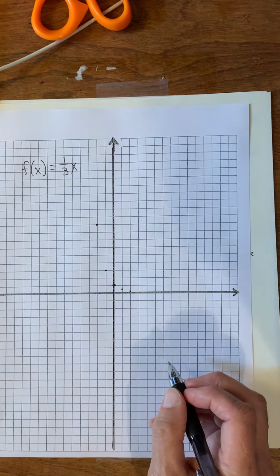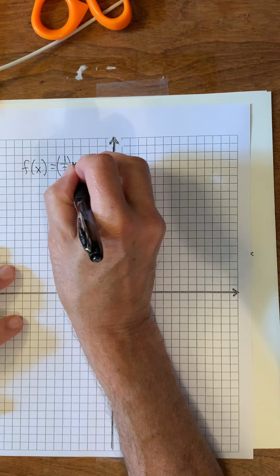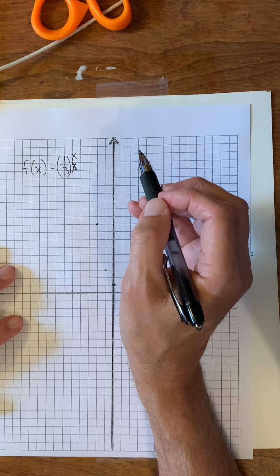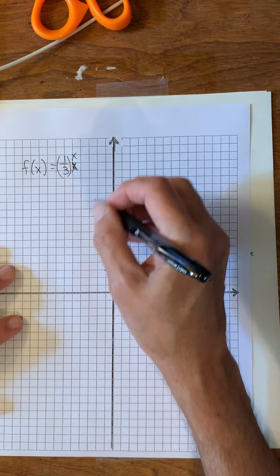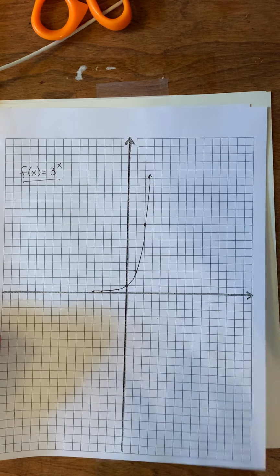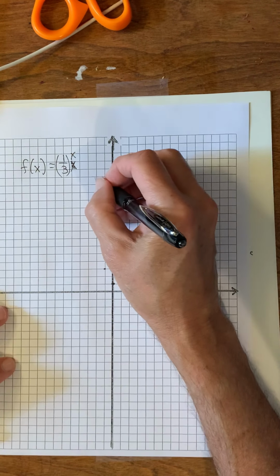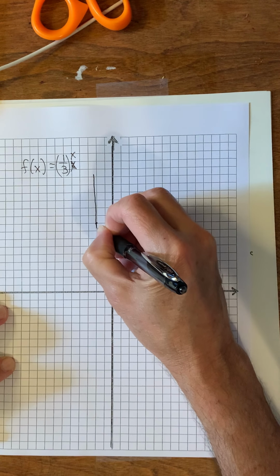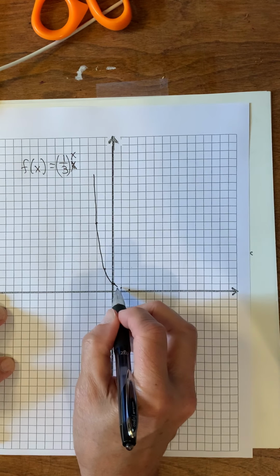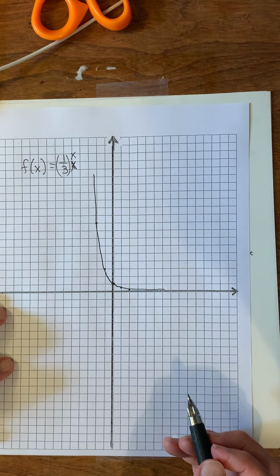Well, what do you know? Look at that. f of x equals 1/3 to the x, x being my exponent, looks exactly like f of x equals 3 to the x, except it's the mirror image of it. 1/3 to the x looks like this. It goes through my standard point 0, 1, and then it flattens out, closer and closer and closer to the x-axis, but never getting there.